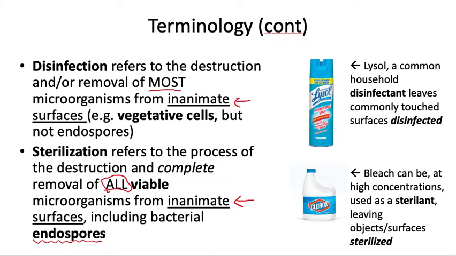So if you have a product that gets rid of 99.99% of microbes, then that would be a disinfectant. So a disinfectant refers to the product, whereas disinfected refers to the adjective of the object that you did the disinfection on. Some things that can be used to kill endospores and all microbes, those agents would be referred to as sterilants, and then the surface that you just sterilized or used a sterilant on would be called sterilized. So sterilization is the process, sterilant is the noun, sterilized is the adjective.